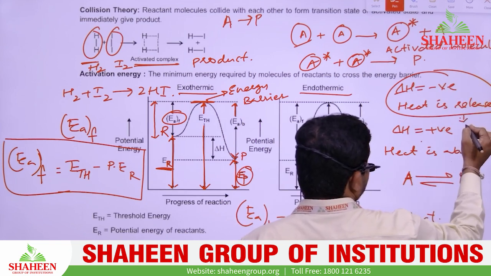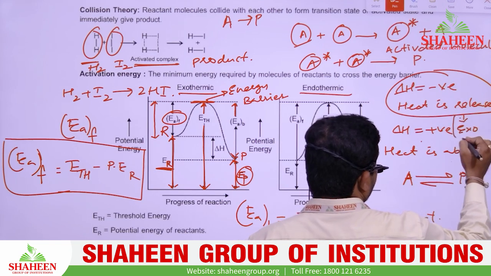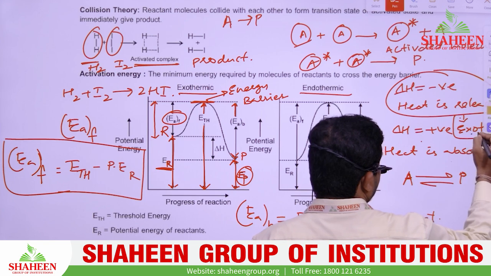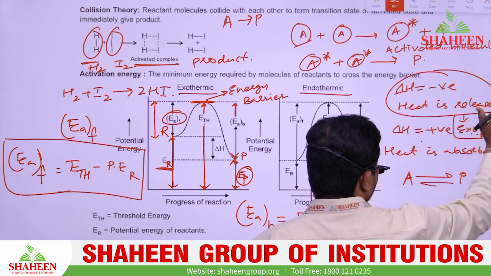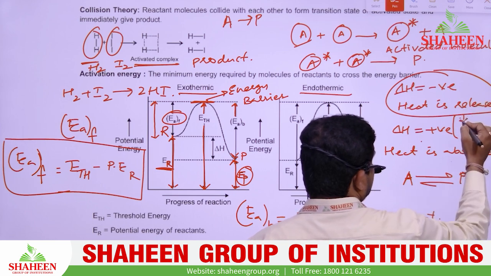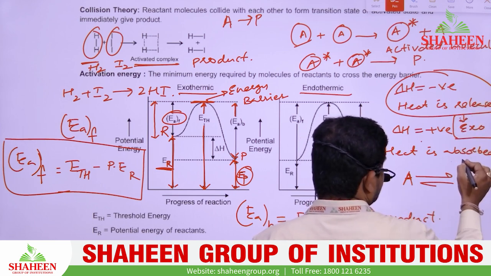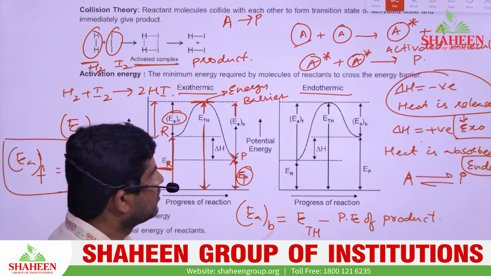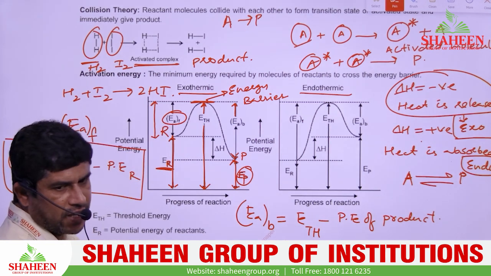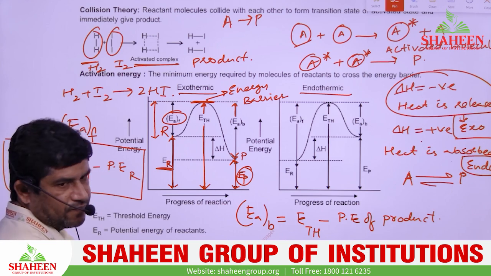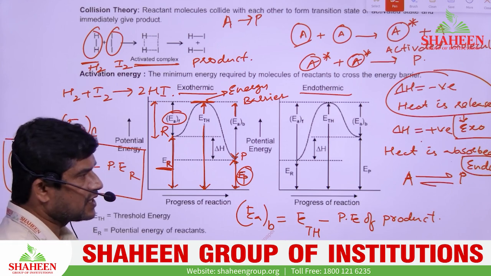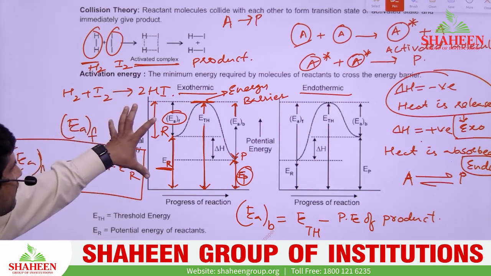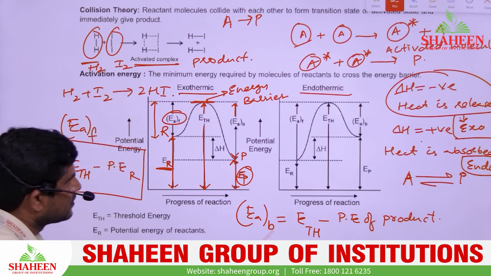Heat is released means exothermic reaction. Heat is absorbed means endothermic reaction. So heat is released in an exothermic reaction and absorbed in an endothermic reaction. So this is the graph for which reaction? Exothermic reaction.